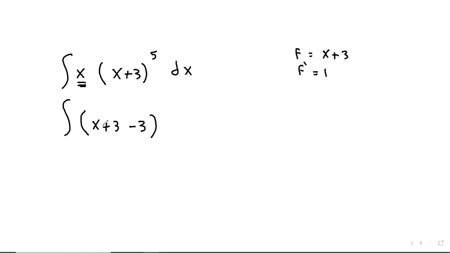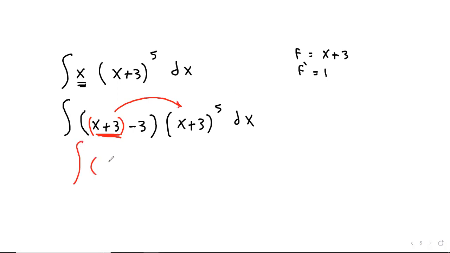So x is the same as x plus 3 minus 3, multiplied by (x plus 3) to the power of 5. And deal with x plus 3 as a whole chunk, multiplied by (x plus 3) to the power of 5. So it's the integration of (x plus 3) to the power of 6 minus 3 multiplied by (x plus 3) to the power of 5 with respect to x.